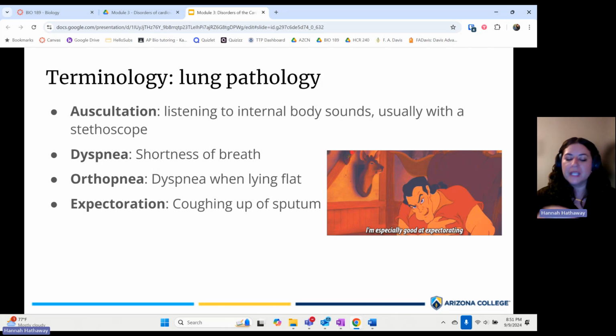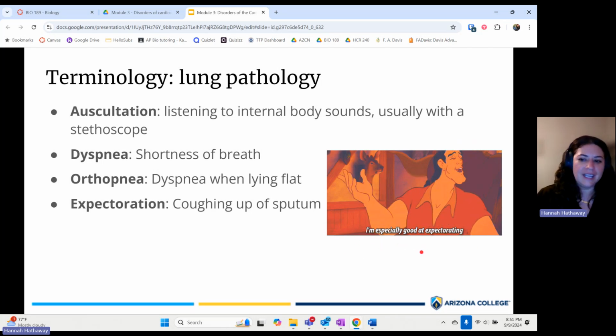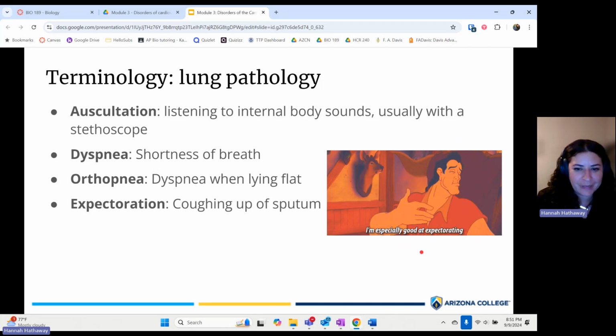Expectoration, coughing up sputum. I cannot think of or read that word without thinking of this line from Beauty and the Beast. Gaston is singing his little song. He goes, I'm especially good at expectorating. So he spits. He's good at spitting.